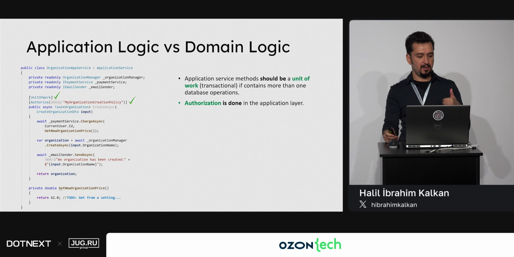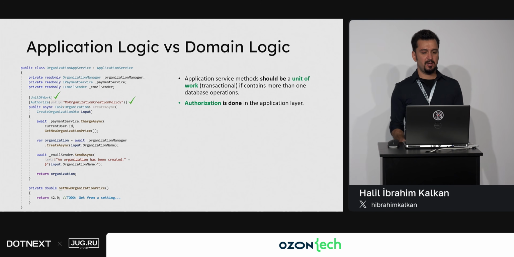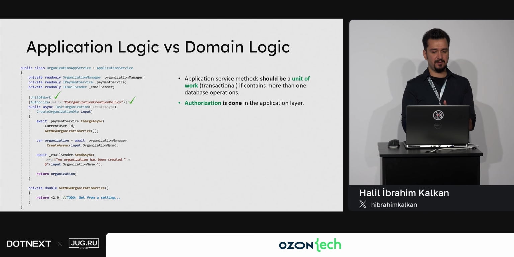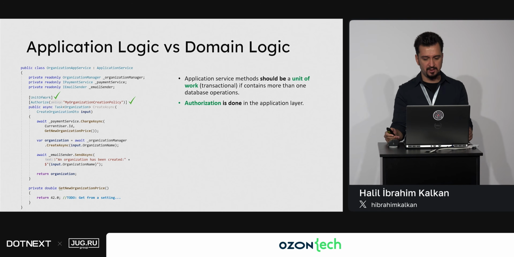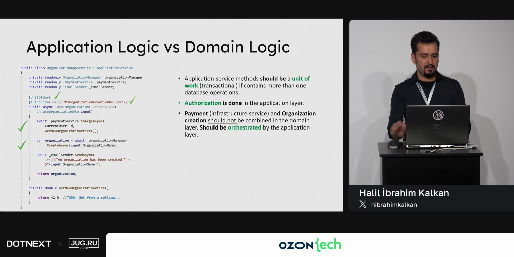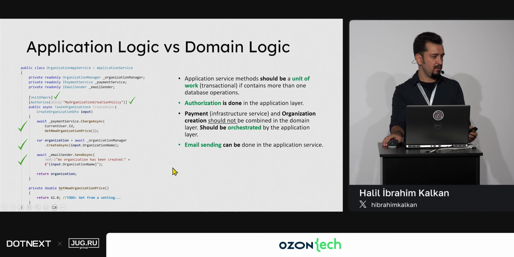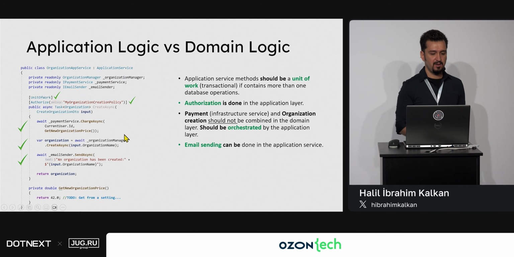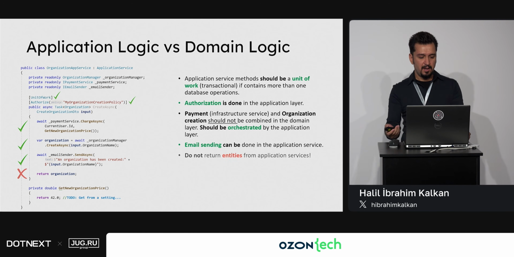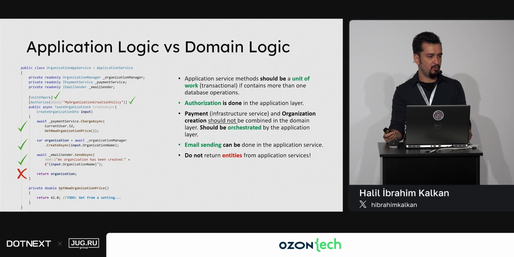Authorization is also done in this create method. It's reasonable because in this case we need authorization. Then it makes a payment before creating the organization. If payment fails, it will not create the organization and gets an exception. That's normal, and it should be done in the application layer, not in the domain layer. We are creating the organization using the domain service. We are sending email here. It's reasonable because in this use case we want to send email. And it returns the organization entity to the presentation layer.